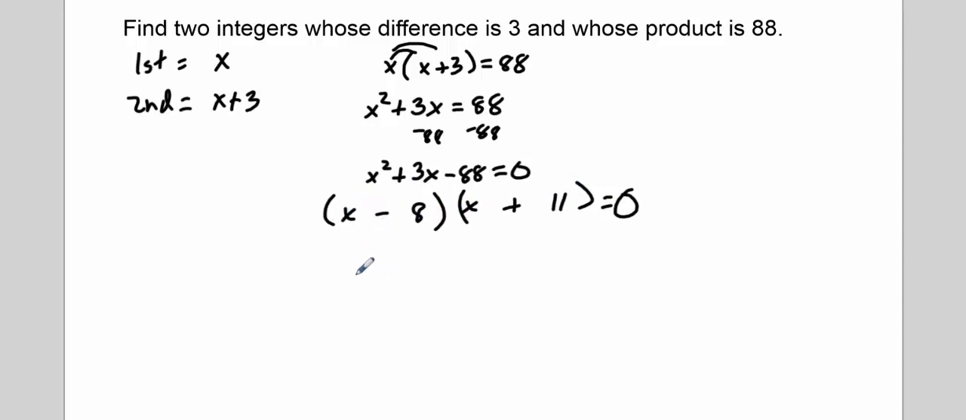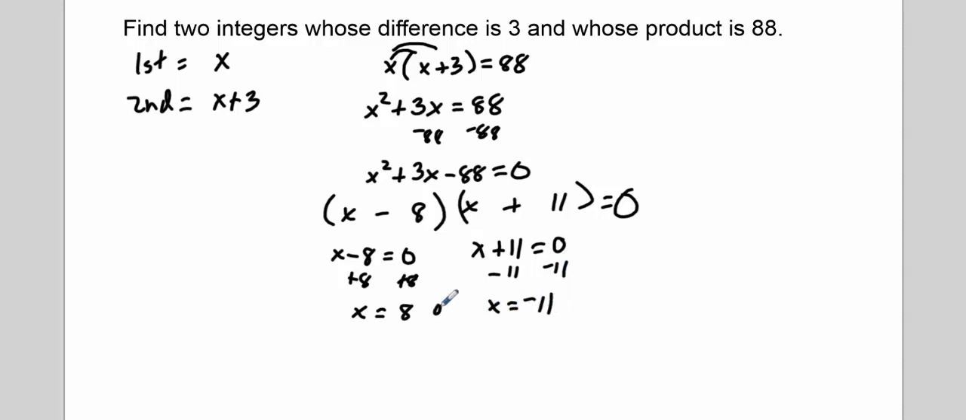Now I have a zero product principle, and we get x minus 8 is equal to 0, and x plus 11 equals 0. Add 8 to both sides. x equals 8. And then subtract 11 from both sides. x equals negative 11. There's two possible answers on this.